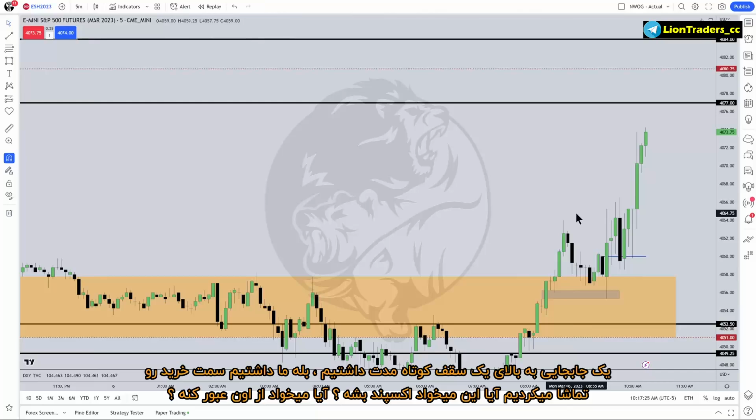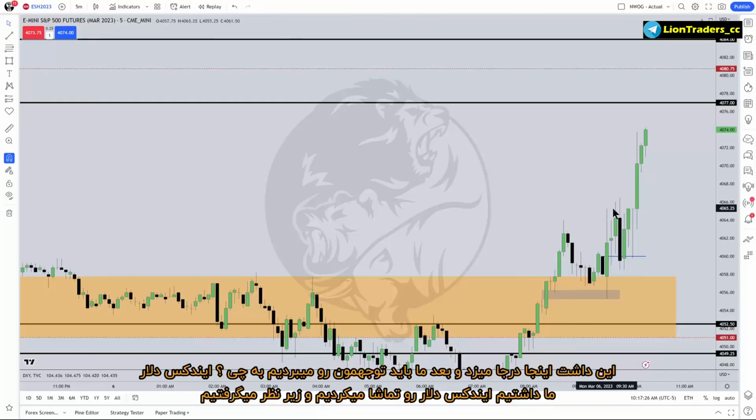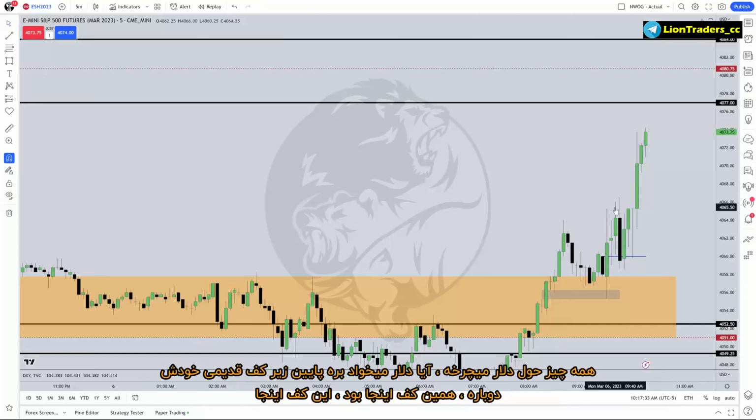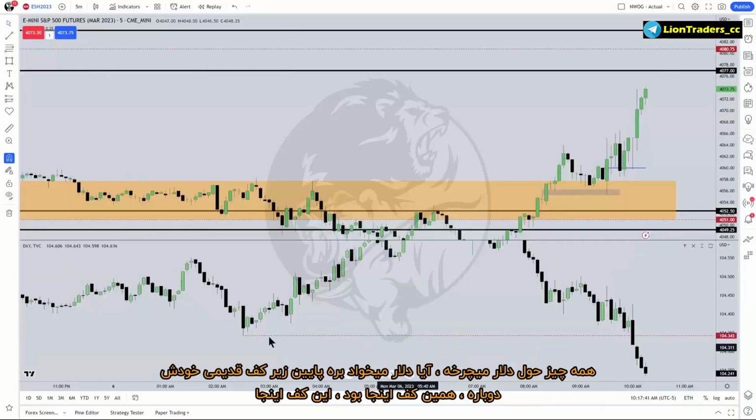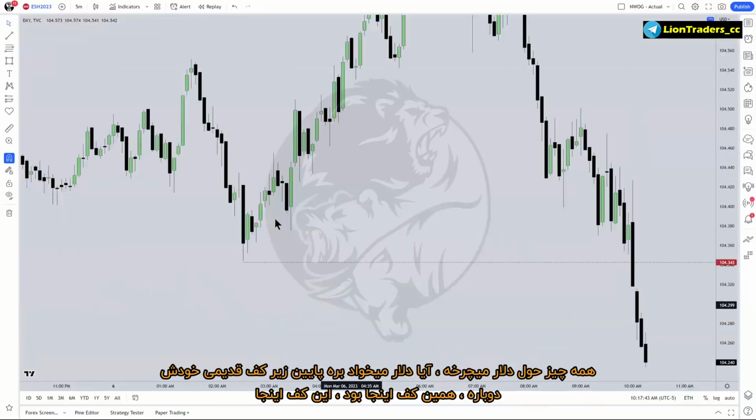Does it want to go through that? It was stalling here. And then we had to take our attention to what? The dollar index. We were watching and monitoring the dollar index. Everything became focal to dollar. Does dollar want to go down below its old low, which would have been, again, this low here?